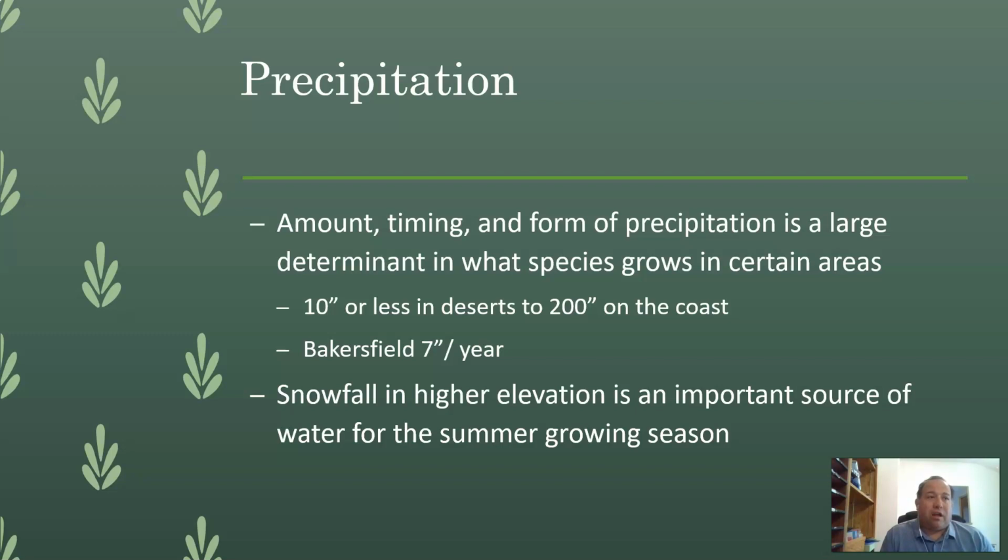Bakersfield averages about 6.5 to 7 inches of rain per year. So not a whole lot, because we're in that Central Valley rain shadow. And the other form of precipitation that becomes important is the snowfall.